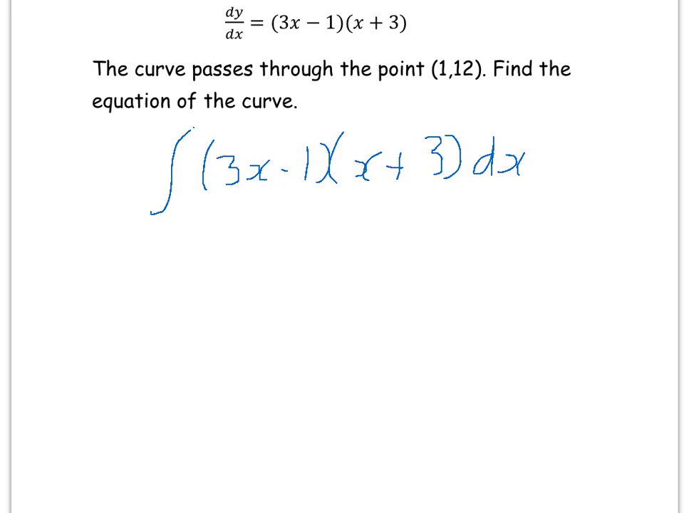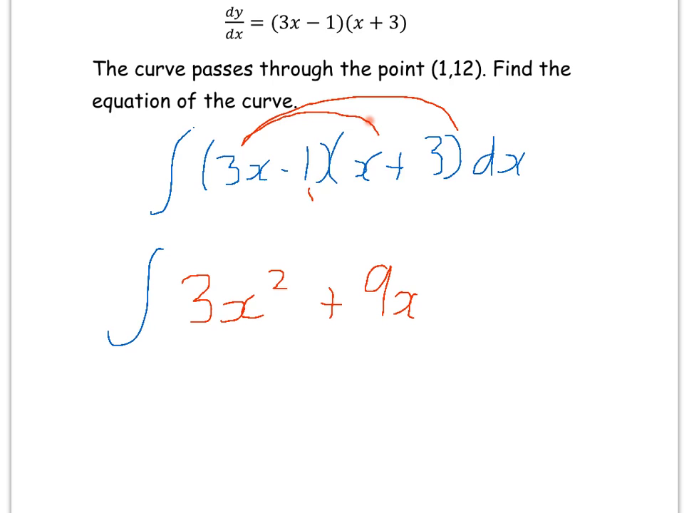So the first step we're going to have to do is expand these brackets. So we're going to do 3 times x. Well, let's change colour to red. So 3x times x, which is going to be 3x squared. We're going to do 3x times 3, which is going to be plus 9x. Do minus 1 times x, which is minus x, and minus 1 times 3, which is minus 3 dx.